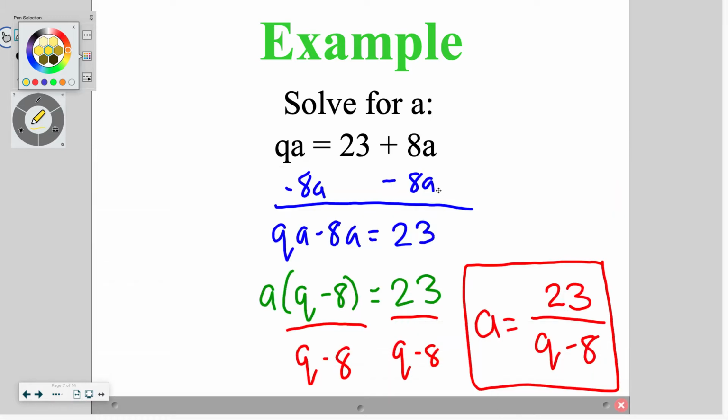Again, make sure all the variables we want, in this case a, are on the same side. Use that reverse distributive property and then divide.